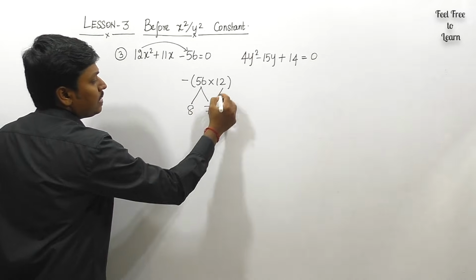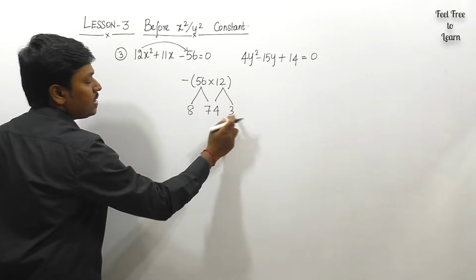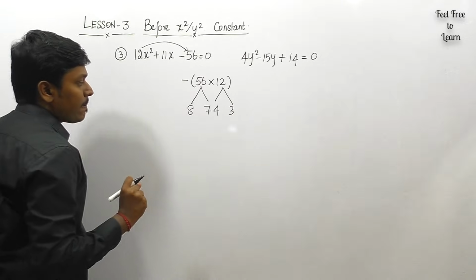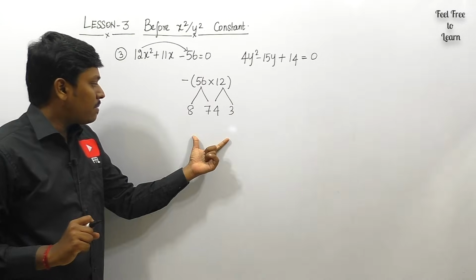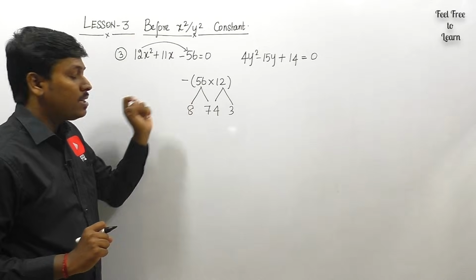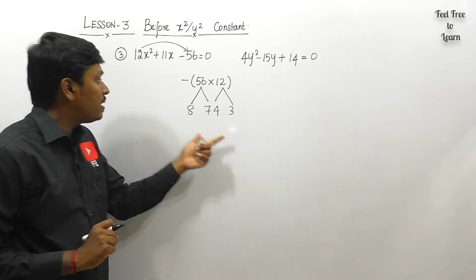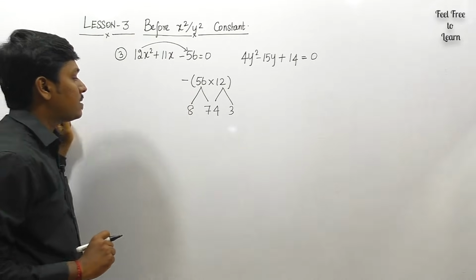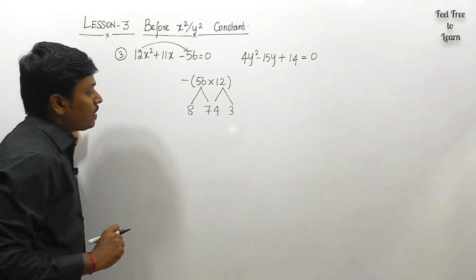And similarly, we can write this 12 as 4 into 3. So 4 3s are 12, 8 7s are 56. So friends, when we multiply both the numbers, the resultant factors, our answer should be in terms of minus. But when we add both the numbers, the resultant should be in terms of plus, right? So I think we can do one thing.